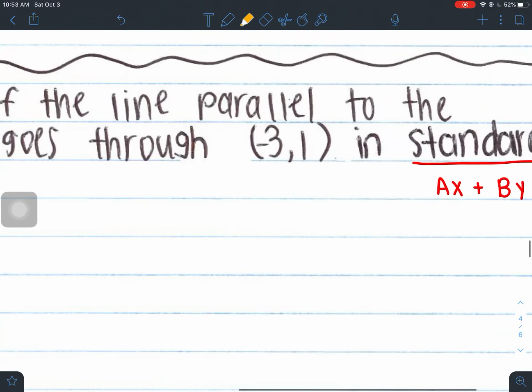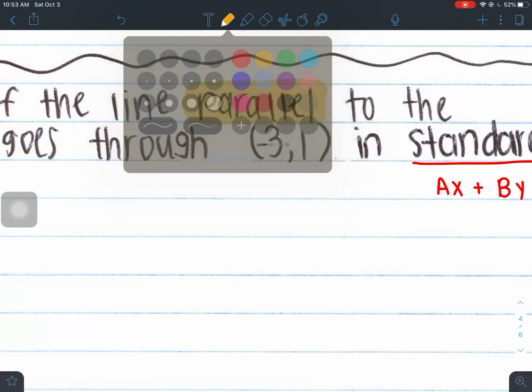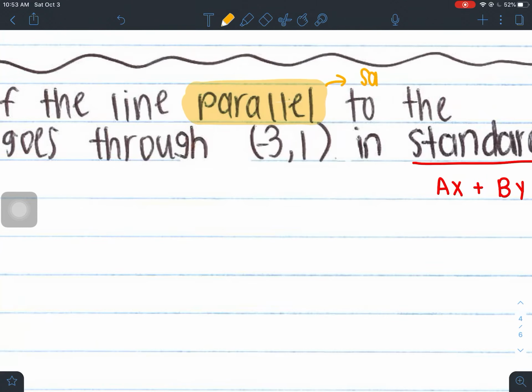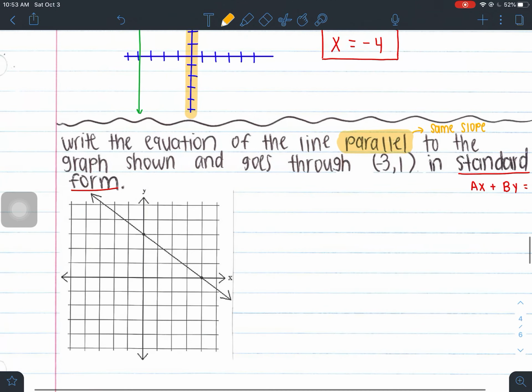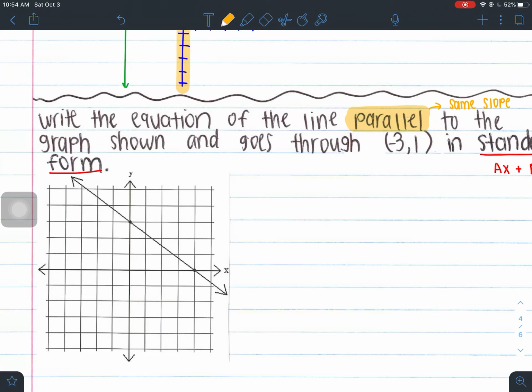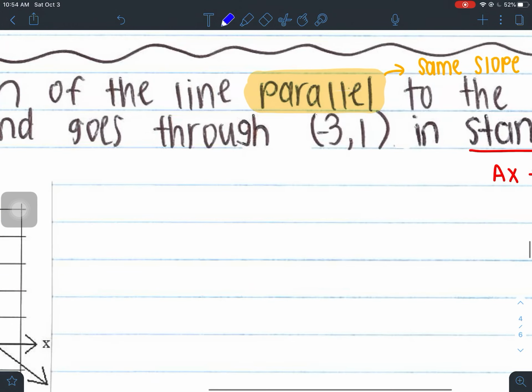Now we know that we have to write an equation of a line, and the kind of line that we want to create is a parallel one. And what do we know about parallel lines? They have to have the same slope. Okay, they have to have the same slope. Well, we want the same slope as the graph shown, and we want it to go through the point negative 3, 1. So I know that I have to use the point negative 3, 1.